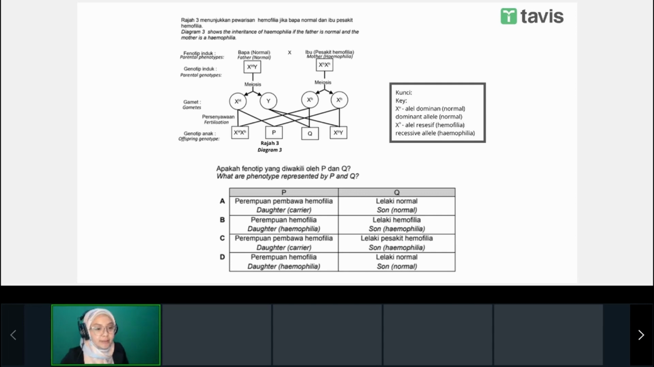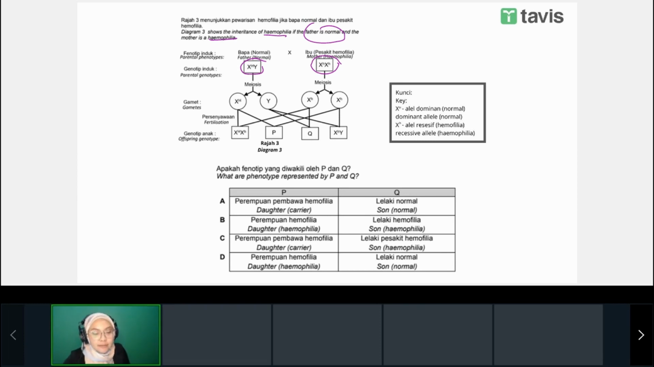Diagram 3 shows the inheritance of hemophilia. The father is normal and the mother have hemophilia. Father normal, if the father normal, that means the X of the father is carrying a dominant allele, capital letter, then the mother having a hemophilia, it will carry two recessive h alleles.